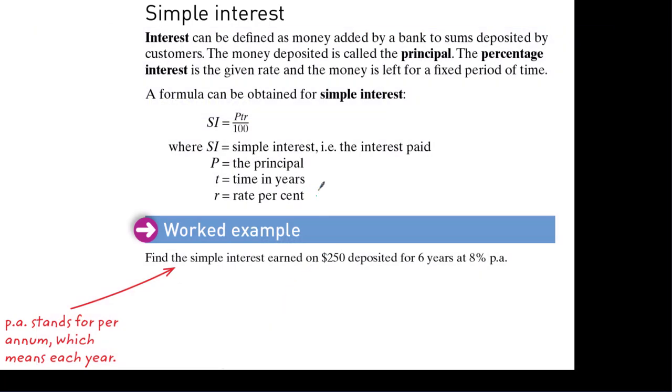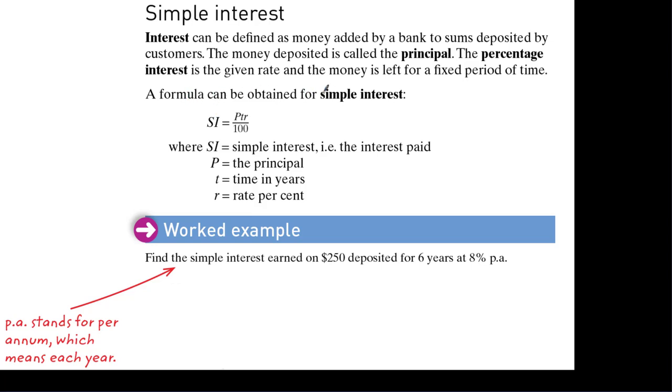Hi dear students, in this video we are going to study simple interest. Here, interest can be defined as money added to the sum deposited by a customer in the bank. The money deposited is called the principal, and the percentage interest given is the rate. The money is left for a fixed period of time. So you leave your money inside the bank for a fixed period of time, then you get your interest; the bank pays extra money to you, and this is called interest.